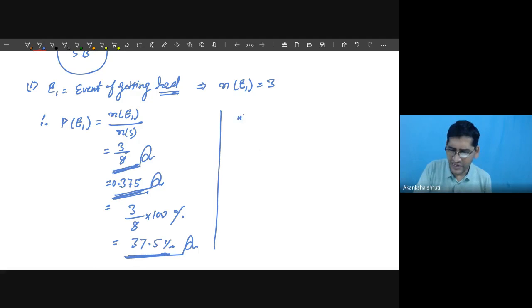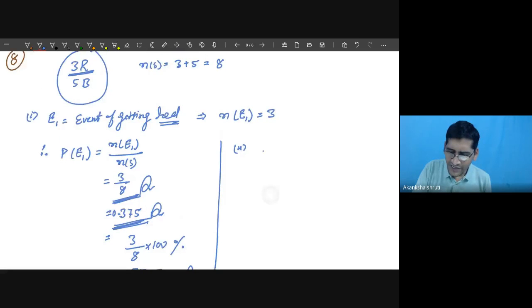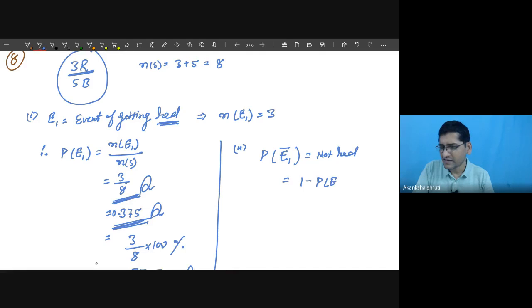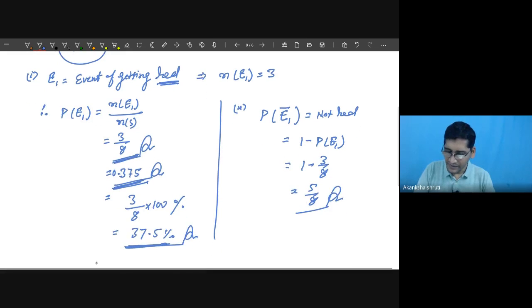Let me do the second part also. Probability of not red. So it was red, it is just E1 bar. This will give not red: 1 minus P(E1). We have already calculated, so 1 minus 3 by 8, you will get 5 by 8. This is the answer. There is another method of doing this, where E2 bar is not getting the red.